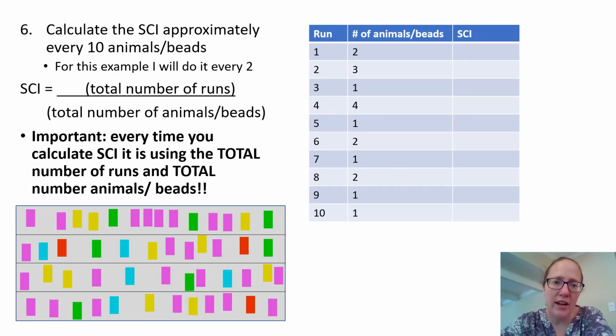So when we are calculating the SCI, here is our tray of organisms. Here is our data table that we filled out before by looking at how many animals look the same. Now we're going to do our calculation.